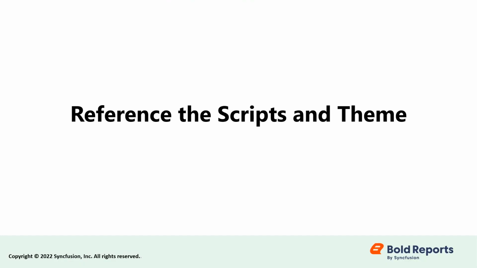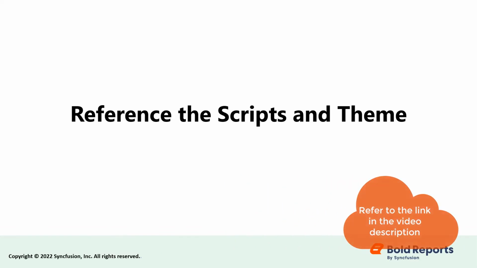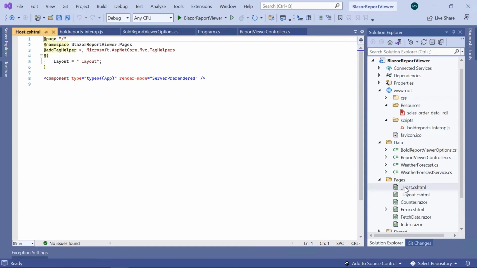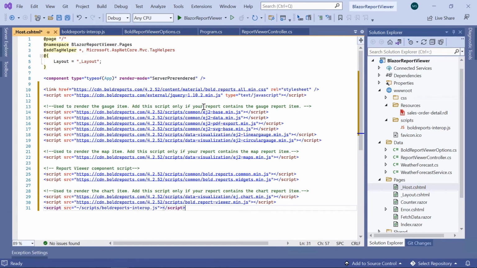Now, to reference scripts and a theme. Here, I am using CDN links to reference the scripts and theme. You can also use local scripts and themes. I have included an FAQ link about using them in the description. Open the _Host.cshtml page from the Pages folder, and reference the online CDN links, along with the boldreports-interop.js interop file, to use Syncfusion JavaScript reporting controls in a Blazor application.